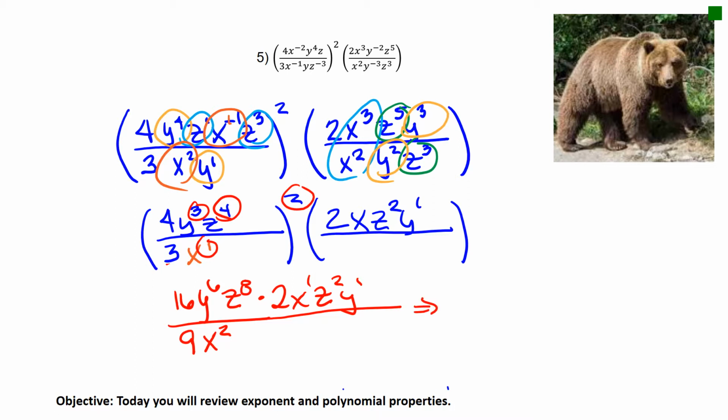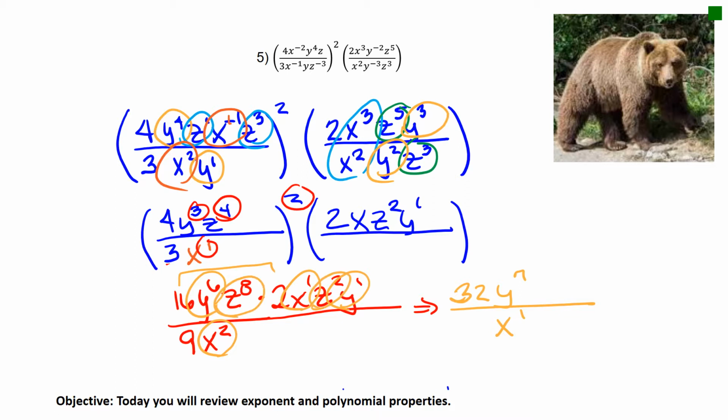Now, I'm going to multiply, put things together. 16 times 2, 36. And by 36, I mean 32. Don't even know what I'm talking about. Then I have 1 x on top, 2 x's on the bottom. So there's more x's on the bottom. There's one of them. Y to the 6, y to the first. They're all up on top, so I'm going to add, y to the 7th.